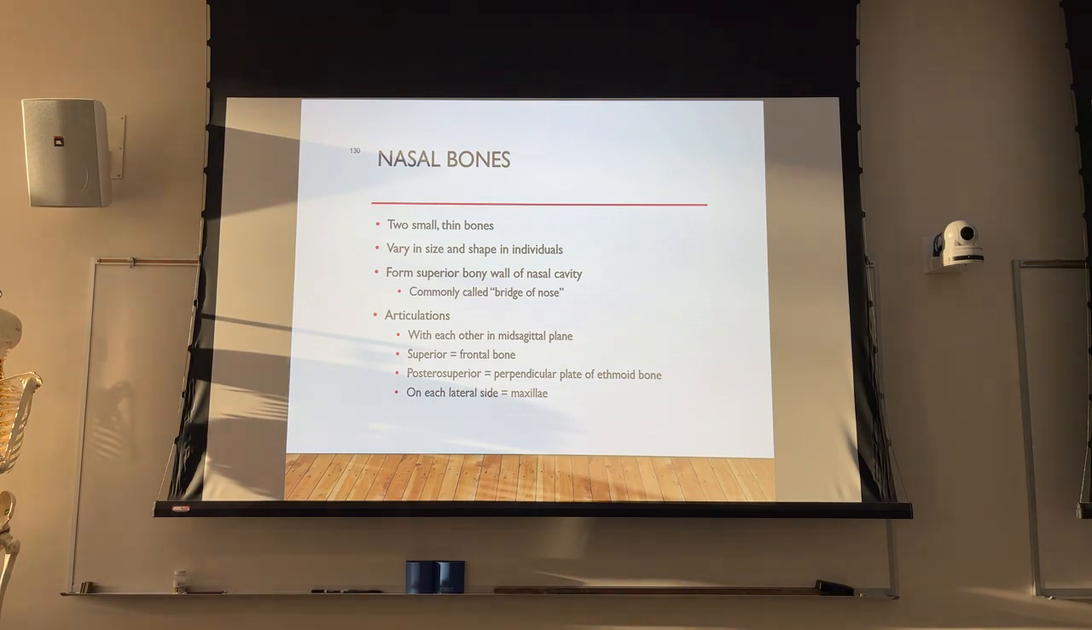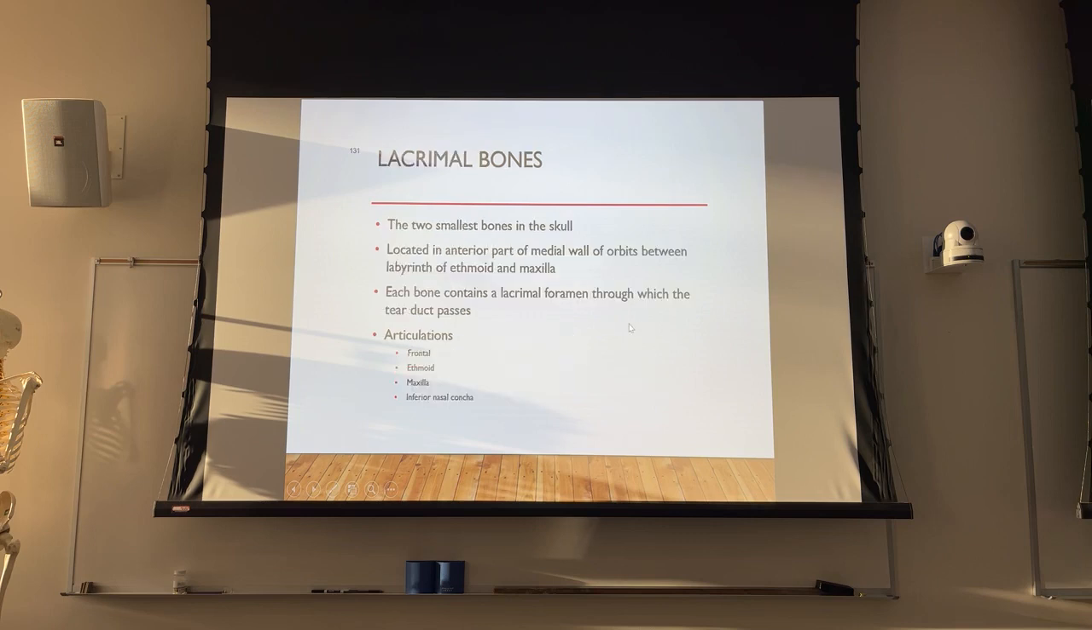So the nasal bones are those things on the outside that form the hard part of your nose, and then the nasal septum is on the inside. So you got articulations all over the place with it for such a little bone. The lacrimal bones, just talk about that.